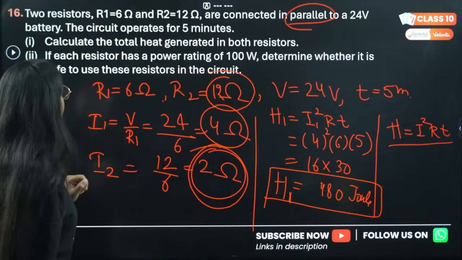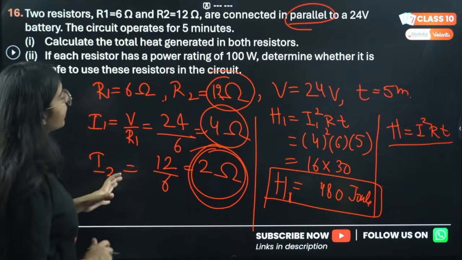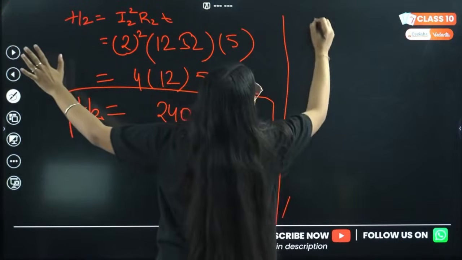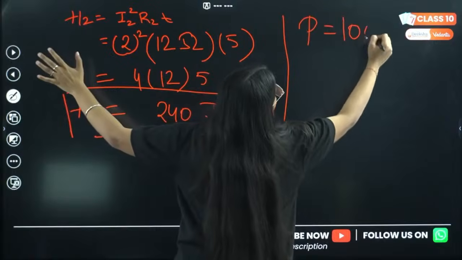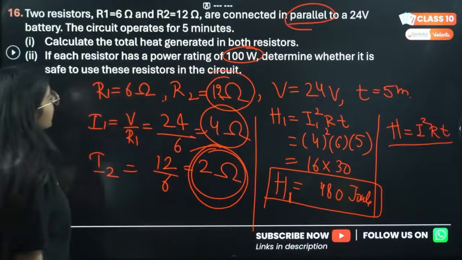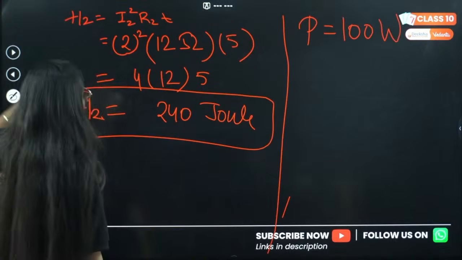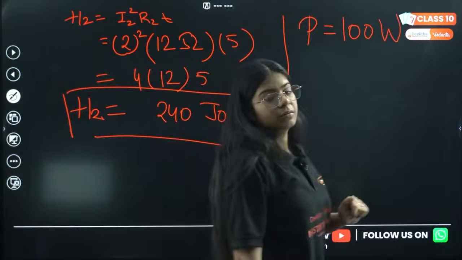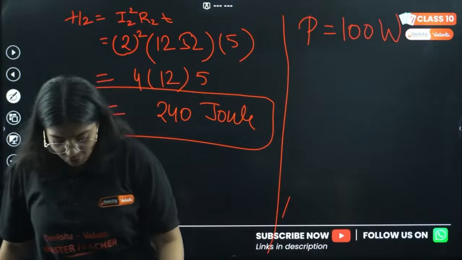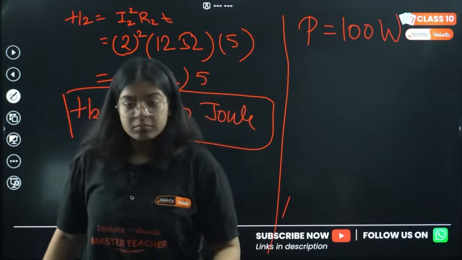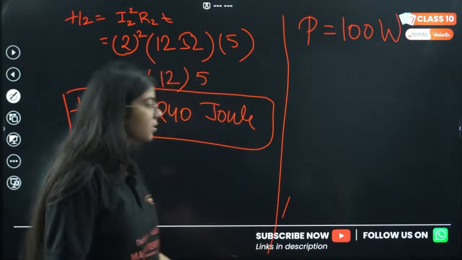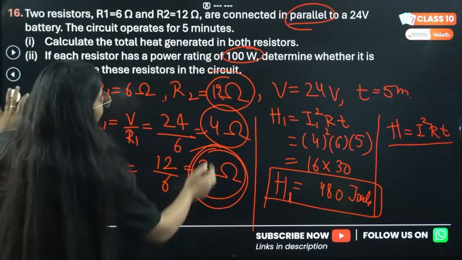Okay. Second says, if each resistor has a power rating of 100 watt, then what happens? Determine whether it is safe to use these resistors in the circuit. For that, we will need the current that is passing through these resistors. We have that, 4 ampere and 2 ampere.